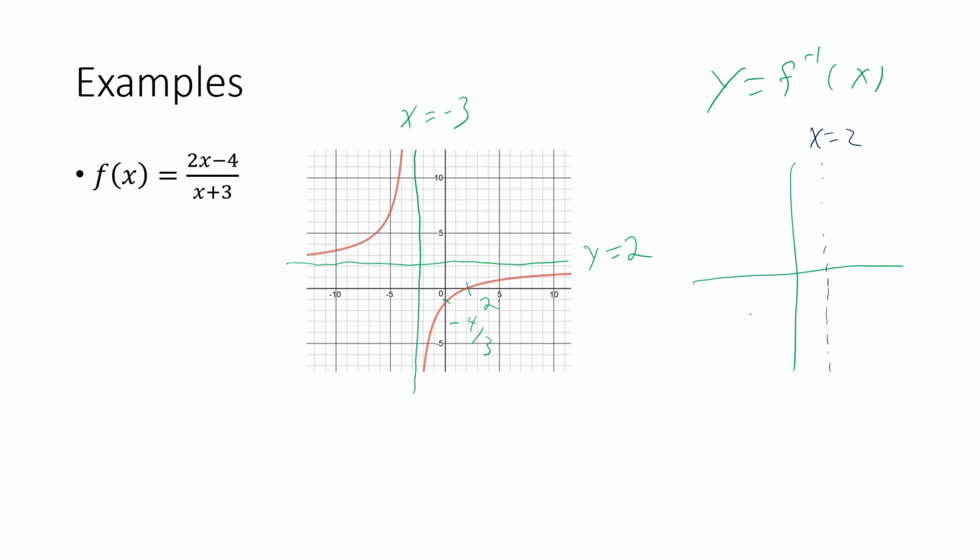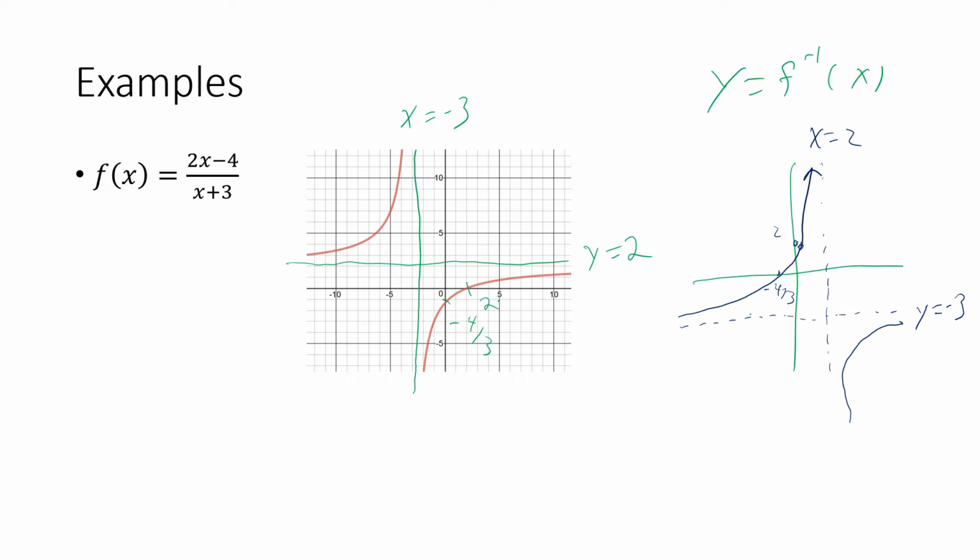I had a vertical asymptote at x equals minus 3, which means that I now will have a horizontal asymptote at y equals minus 3. And again, the intercepts will also flip. So my x equals 2 intercept flips to a y equals 2, and my y equals minus 4/3 flips to an x equals minus 4/3. And with all that information, the basic shape of the graph is just a reflection, so it's a congruent shape. Something like that.